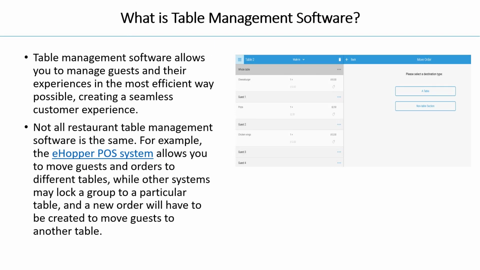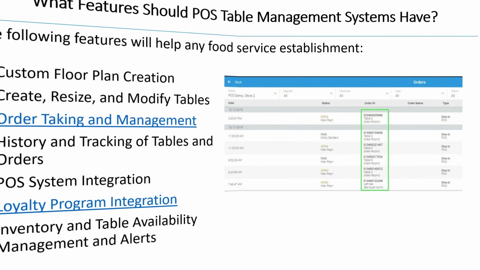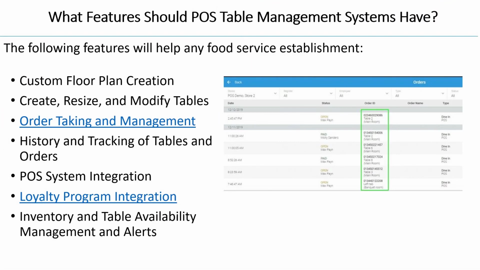What is table management software? Table management software allows you to manage guests and their experiences in the most efficient way possible, creating a seamless customer experience. Not all restaurant table management software is the same. For example, the eHopper POS system allows you to move guests and orders to different tables, while other systems may lock a group to a particular table, and a new order will have to be created to move guests to another table. What features should POS table management systems have?